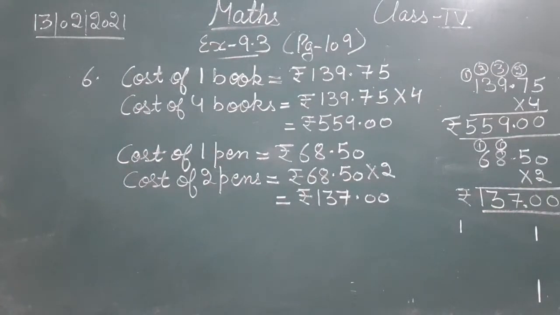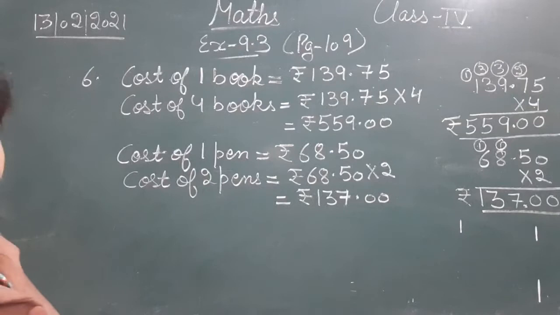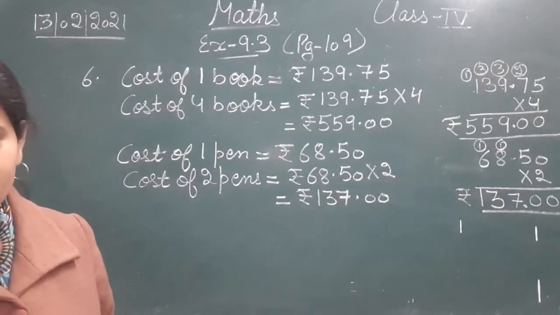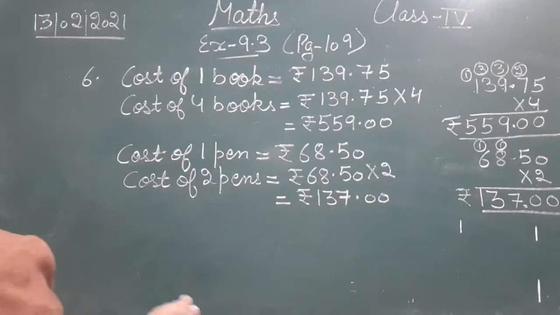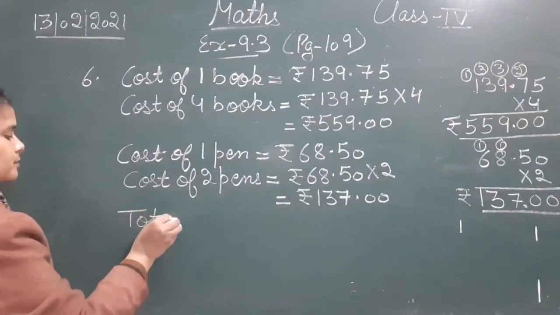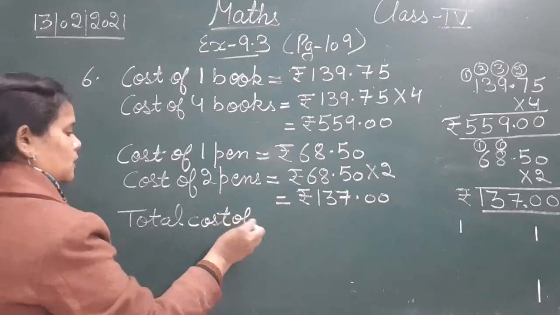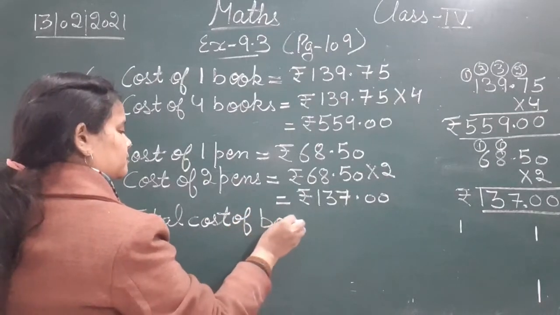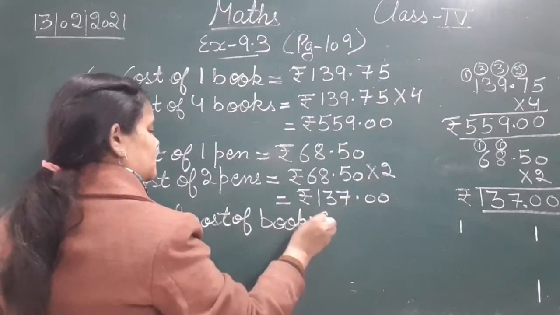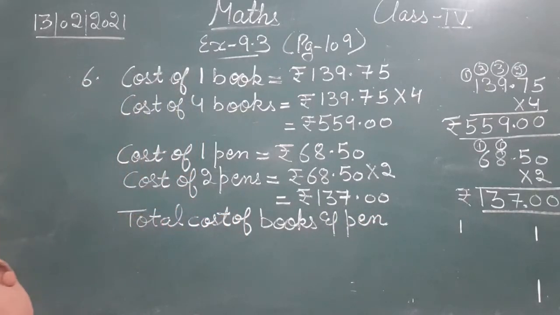So she had bought 4 books and 2 pens, and we have calculated the cost of the pens and the books separately. Now we will calculate the total amount that she needs to pay for the things that she had bought. So let's find out the total cost of books and pens.